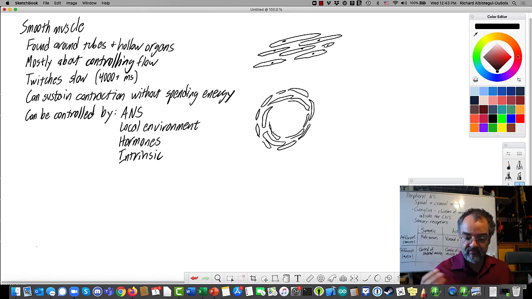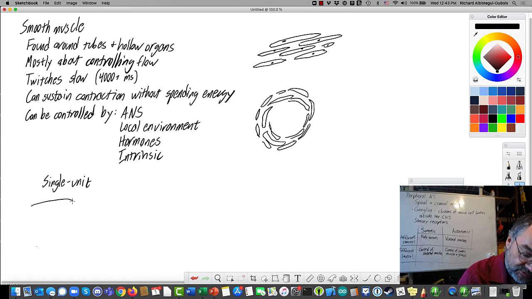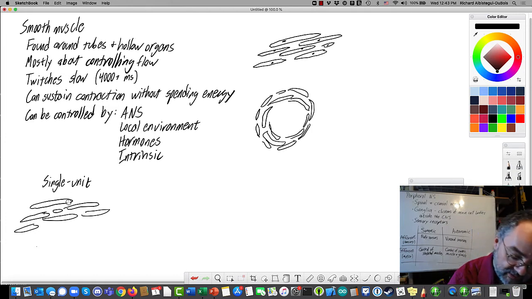Now, there's one major difference between different groups of smooth muscle, and that's the idea of single unit versus multi-unit muscle. In single unit muscle, we'll draw our cells here. So if I have a group of smooth muscle cells arranged in layers in single unit muscle, they're all going to be connected by gap junctions.